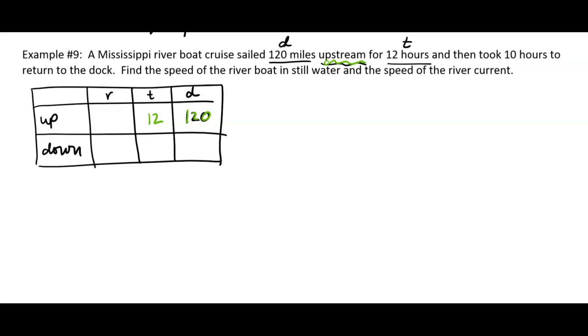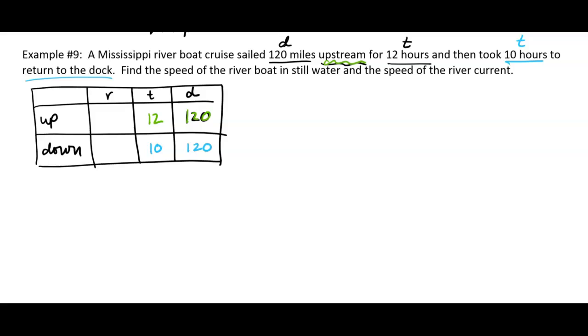And then it took 10 hours to return to the dock, so back 120 miles to go when it was going downstream. Okay, so it was going upstream, then it turned around and went downstream. And it took less time, right? Because it's going faster downstream. So find the speed of the riverboat in still water and the speed of the river current.